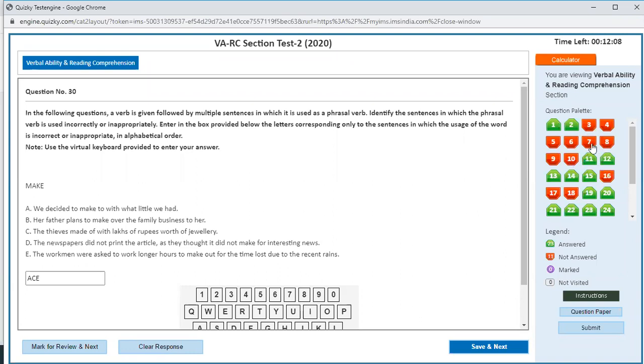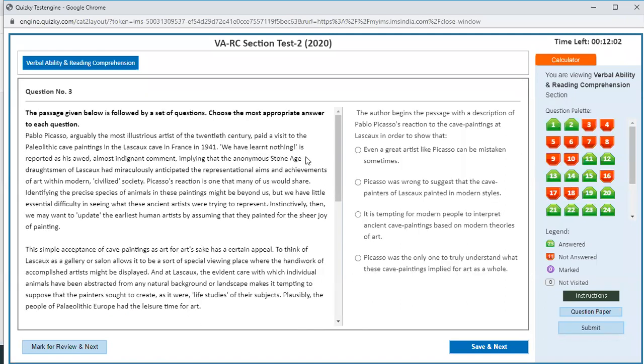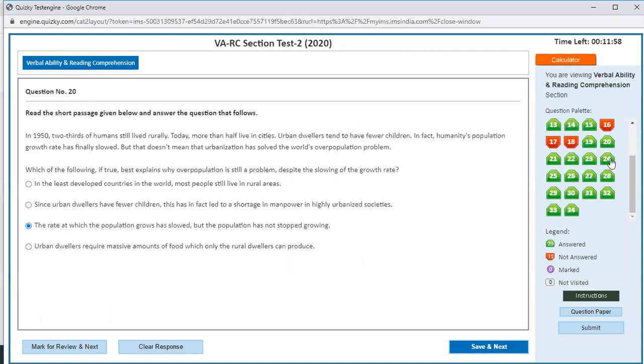मतलब मैंने 23 क्वेश्चन अटेम्प्ट कर लिए हैं. Okay, we still have 12 minutes. चलो मजा आ रहा है. Let's pick one more RC. 12 मिनट है. Let's try to do like at least one more RC.